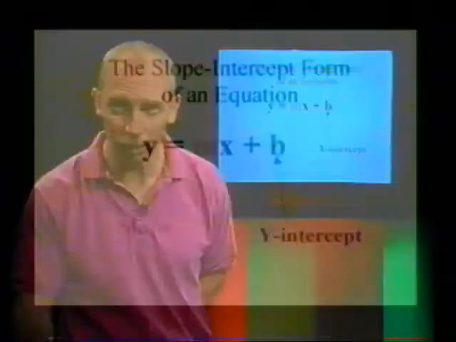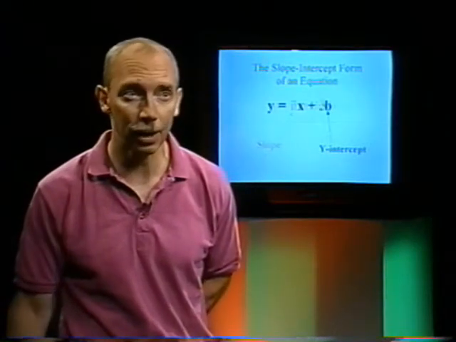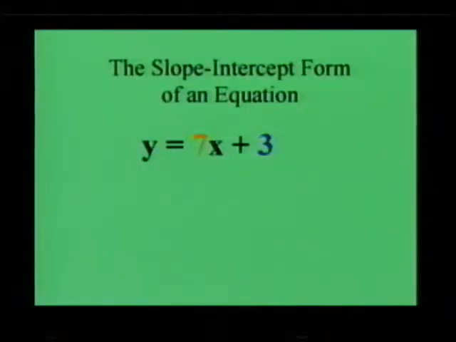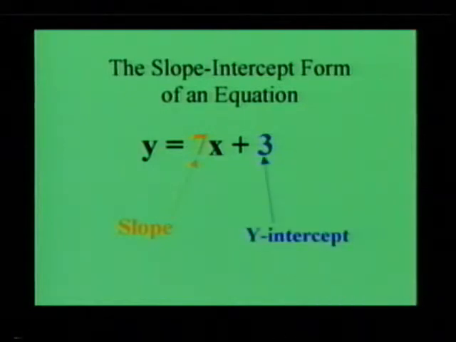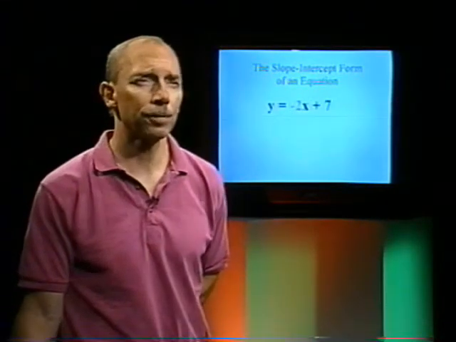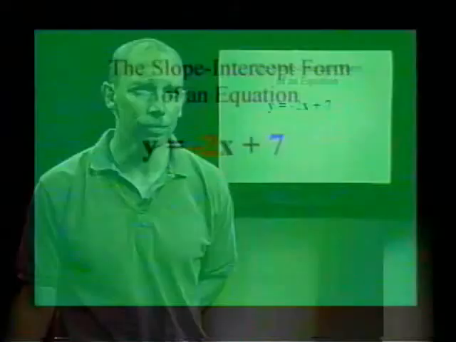Now don't make this hard, because it's not. For instance, in this equation, we don't have to do any calculations. What's the slope of this line? 7. The number in front of x is always the slope, and the number sitting by itself is the y-intercept. So guess what? We don't even have to graph this bad boy. The y-intercept is 3. Let's look at this one. What's the slope?